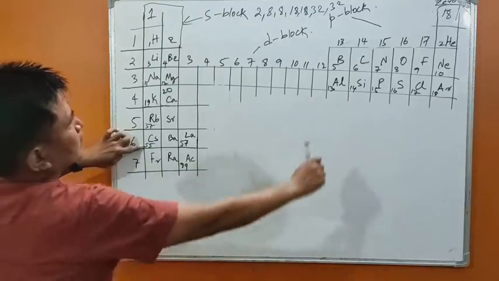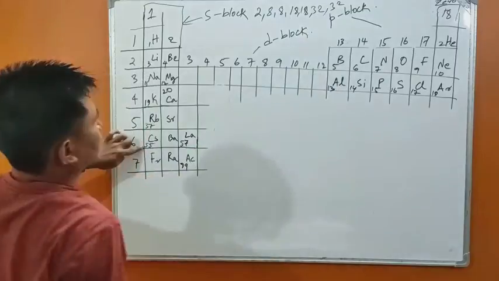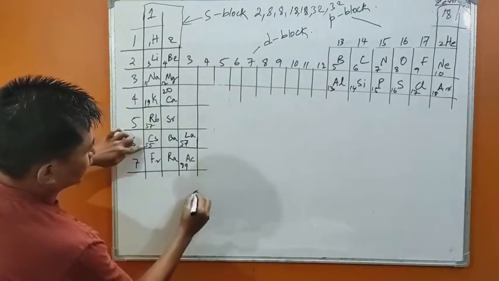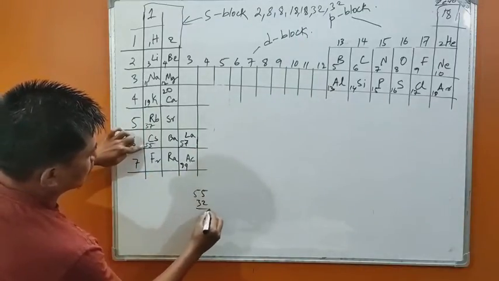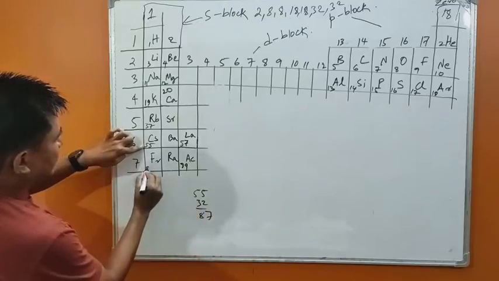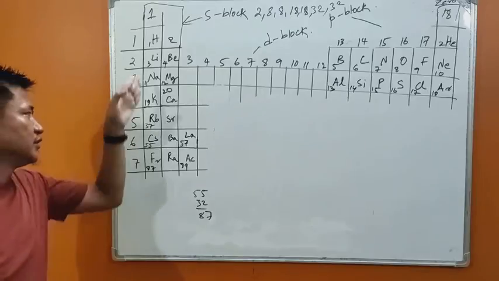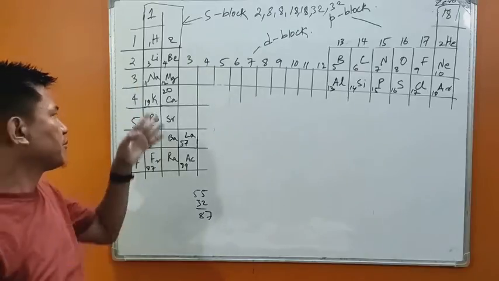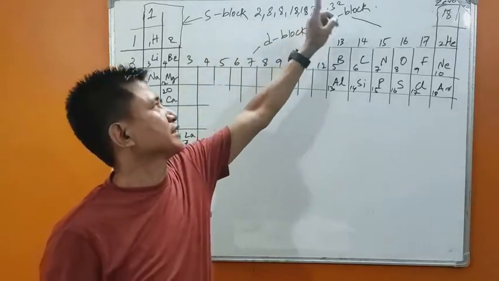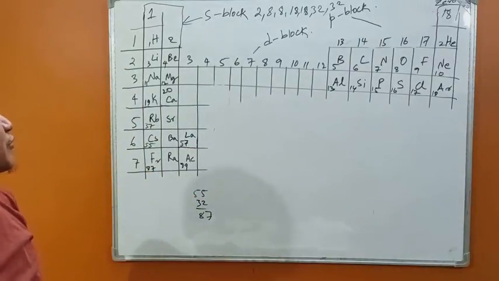Now 55 plus 32, isn't it? 55 plus 32 is 87, which will be the atomic number of francium. We can determine the atomic number also from this magical number. Okay, so this magical number is very, very important.